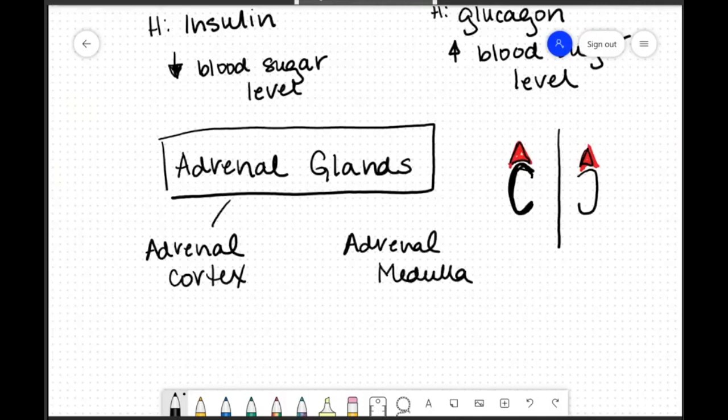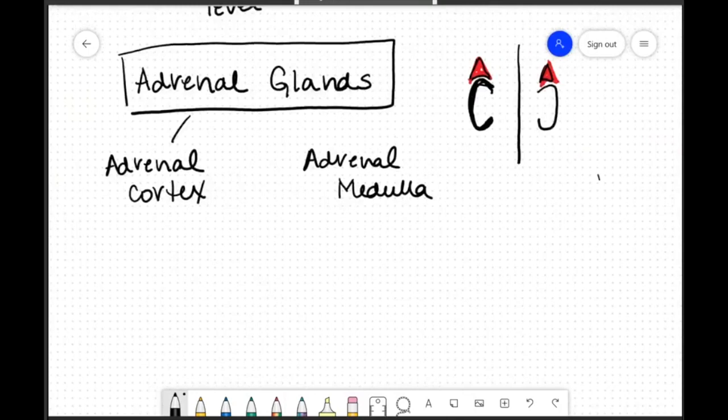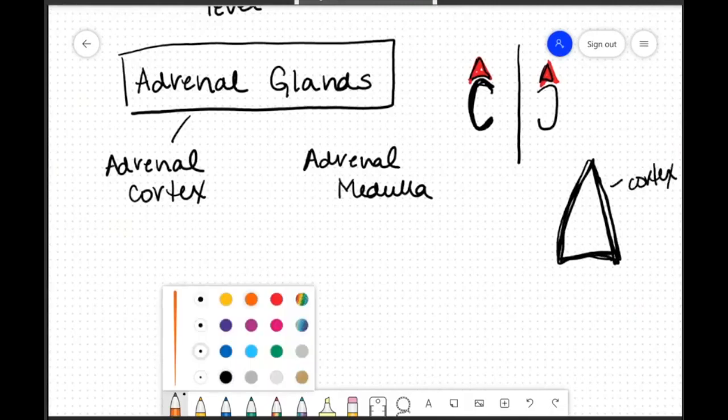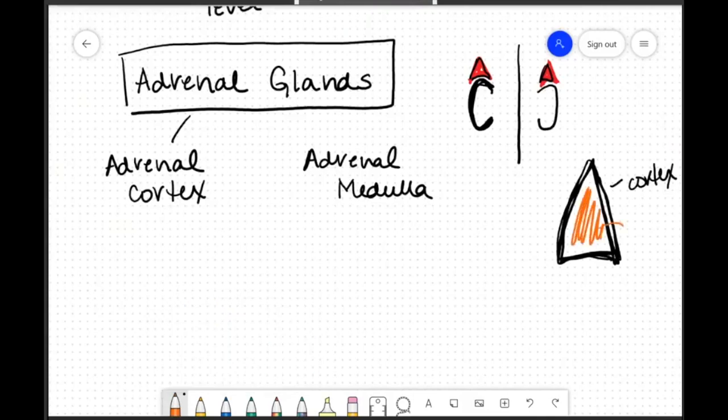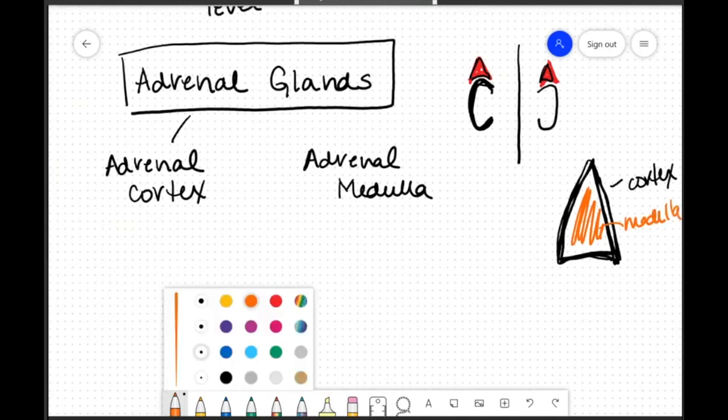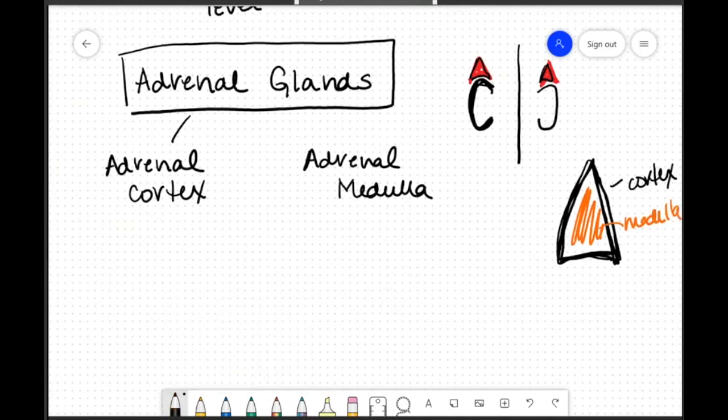So if we're going to actually look at these two glands, here's my little adrenal gland looking like this. The outside layer around the whole thing is going to be your cortex. But this inside layer right here will be the medulla. These two things will produce different hormones. That's why it's broken out that way. So you have the cortex and you have the medulla. The adrenal medulla is going to release two hormones that are pretty common. The first hormone you need to know from the adrenal medulla is going to be epinephrine.